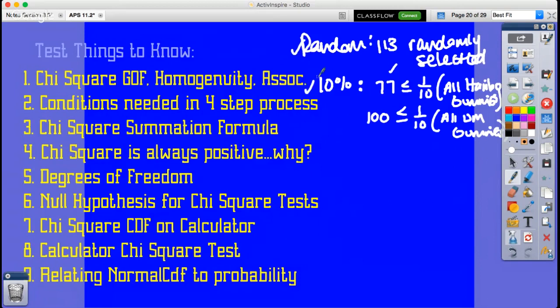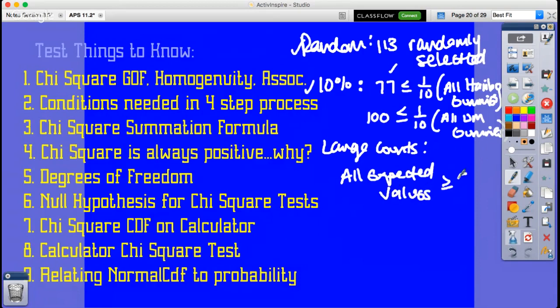So we've got random, we've got 10%, and then we've got large counts. With large counts, we are going to say that all expected values are greater than or equal to 5. And I've also seen this put that the least number, just put it in context, as long as that's greater than or equal to 5, least number expected value. If that's greater than or equal to 5, that's sufficient as well, okay? You could put any of those for your conditions here.